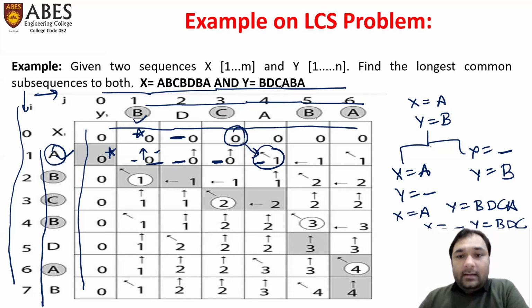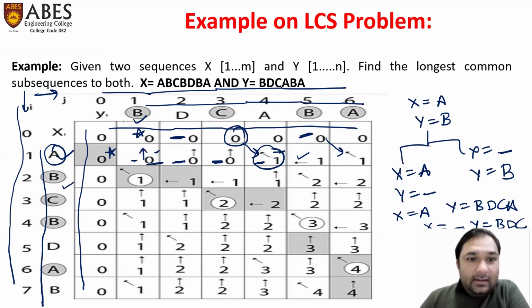Similarly, when we move here, A and B are not the same. So what we have done is, whichever of the upper value and side value is maximum is 1, and we have moved the arrow towards it. Then again we get A and A. Once A and A are matched, the diagonal value is updated by 1. Right? Here we have seen another character B, so this diagonal value will be updated by 1 with an arrow towards that.